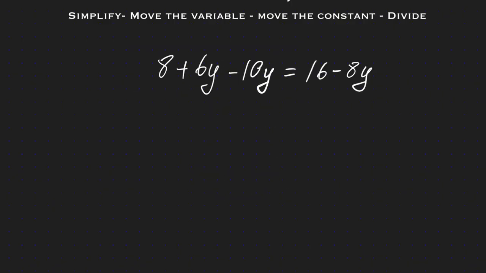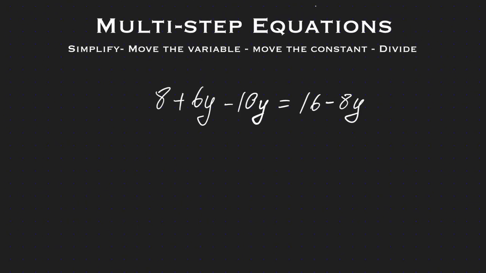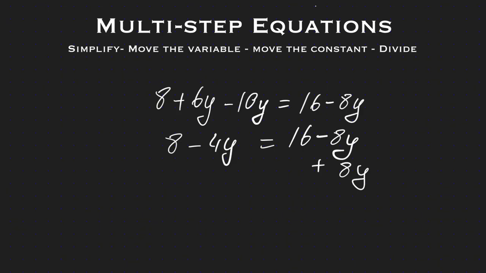All right, this is our last example. Let's combine like terms by simplifying our equation. So we're going to combine 6y and negative 10y. So that will be negative 4y equals 16 minus 8y. As you can see, we have variables on both sides. So let's go ahead and add 8y to both sides, removing the variable.